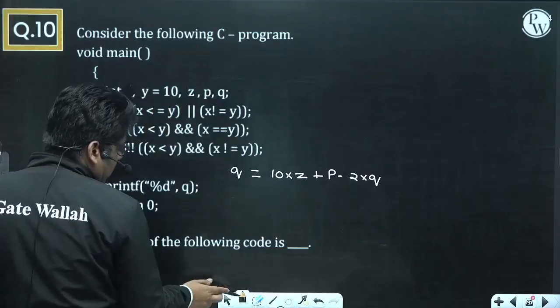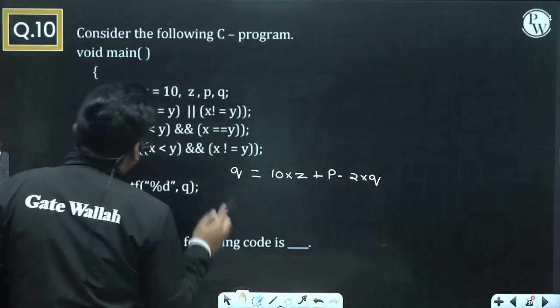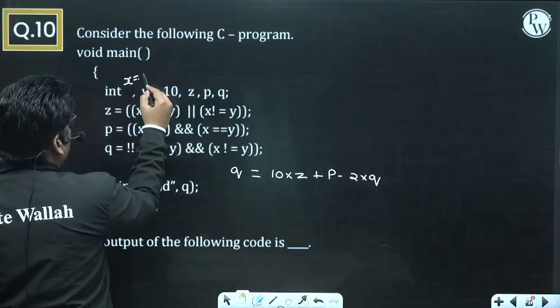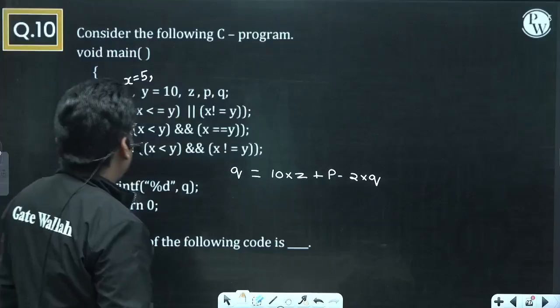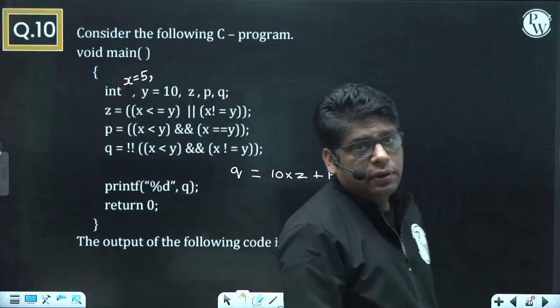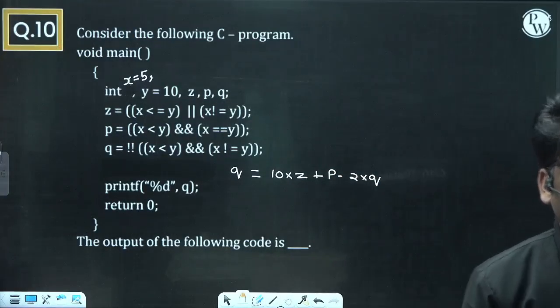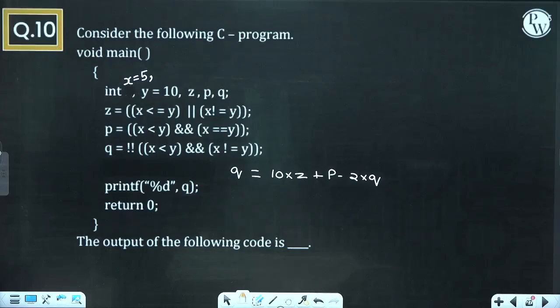It is nothing but int x is equal to 5, comma y is equal to 10. Now solve it. Nivedita, x is defined. Okay, that's a typo mistake. Please solve it carefully.